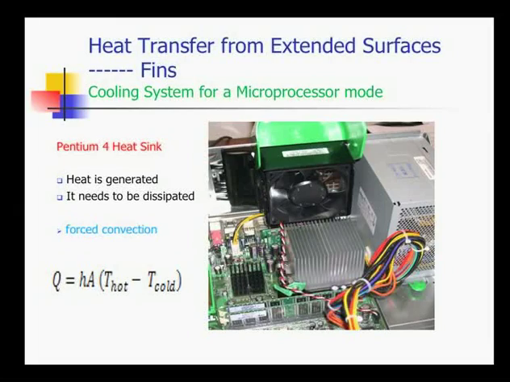so we increase Q. Now we have Pentium 4, the previous one was Pentium 3. That requires more dissipation of heat because it generates more heat. That's why here, these are the fins, and we have the fan. Now the fins increase the surface area, the fan increases H.